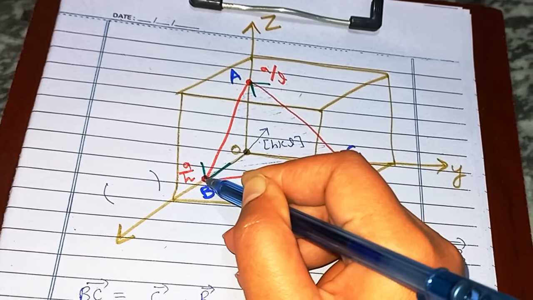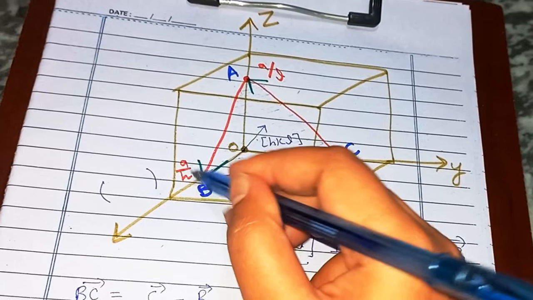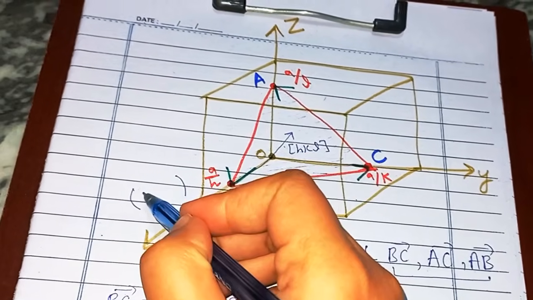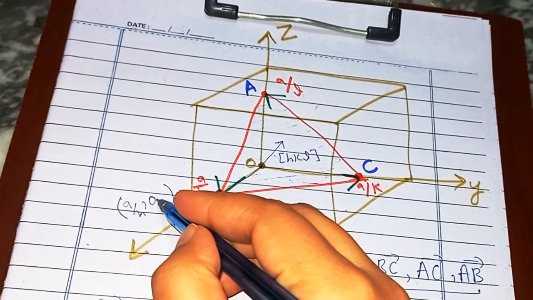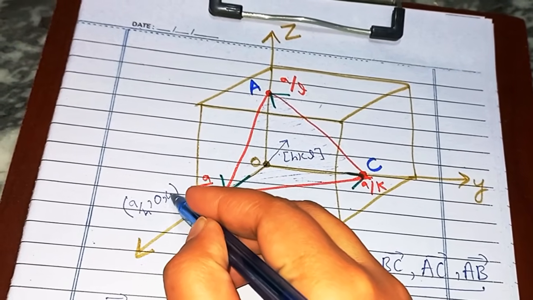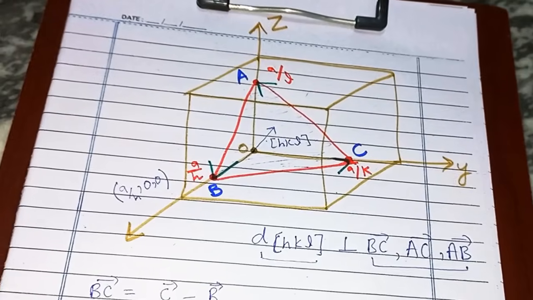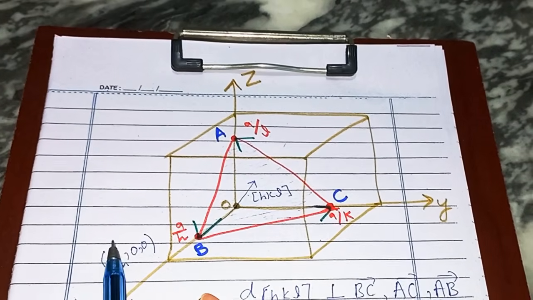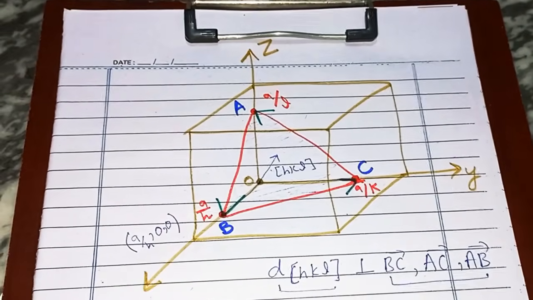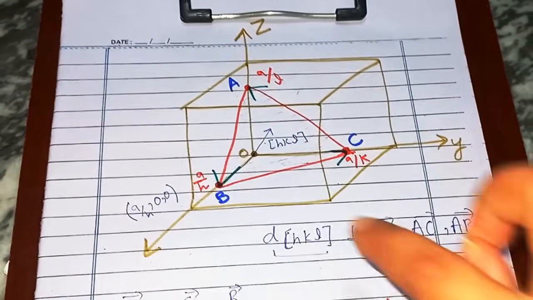And this is the x-intercept, which means it's the value of x, and it's a by h. So I have to move a by h to reach that point, and there is no motion along the y and z directions, so it's 0 and 0 along y and z. All right, I hope you are clear about the concept of intercepts.